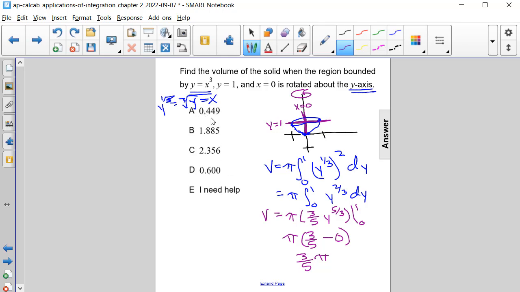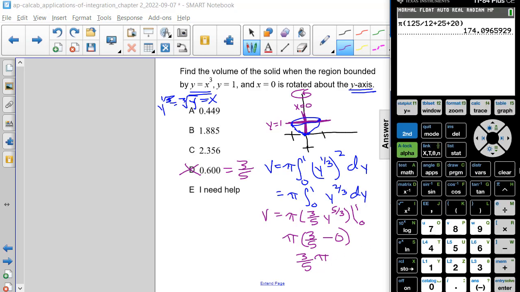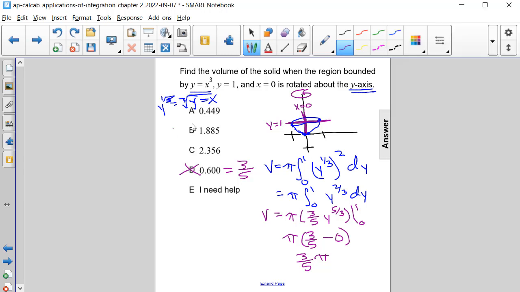All of these answer choices are in decimal form. So I know I can rule out answer choice D, which is equivalent to 3/5. Someone who got answer choice D forgot to multiply by pi. And let's multiply 3/5 by pi. 3/5 times pi is equal to 1 and about 885 thousandths, or answer choice B.